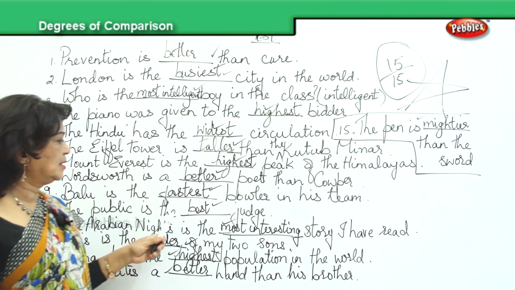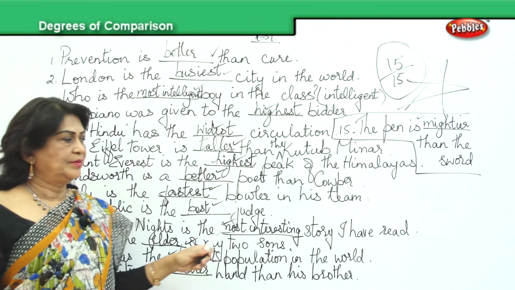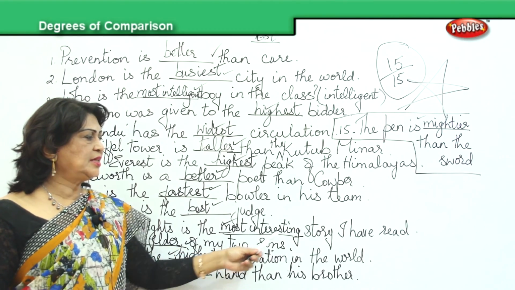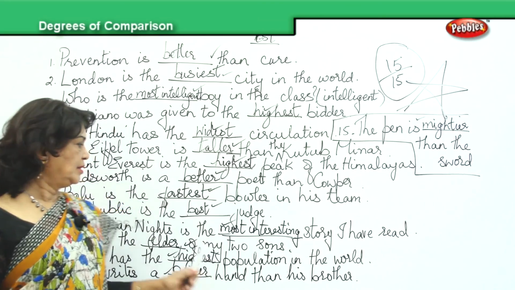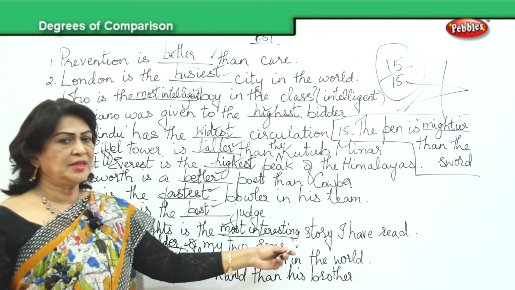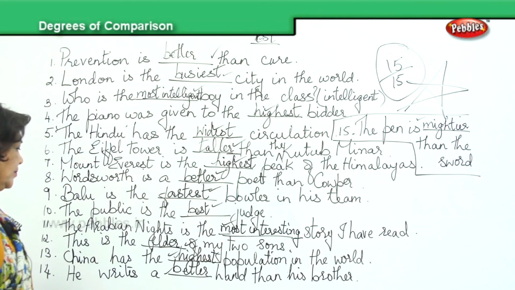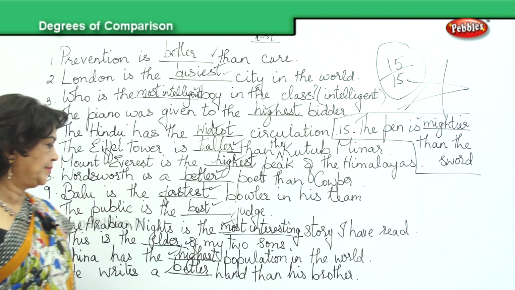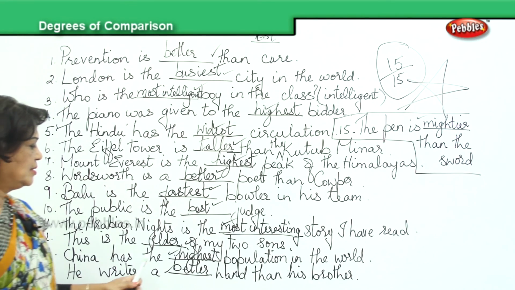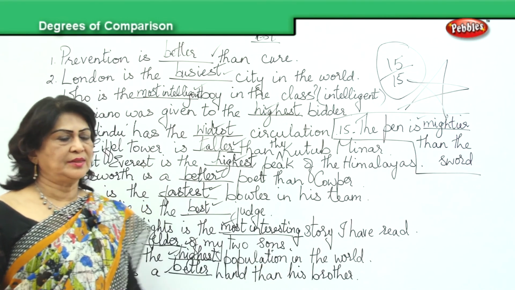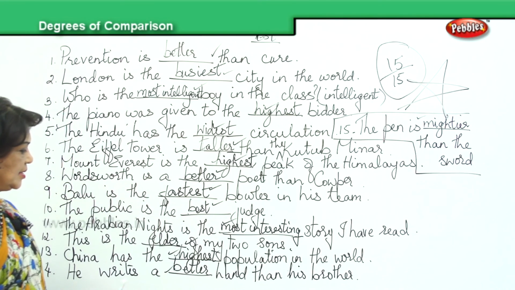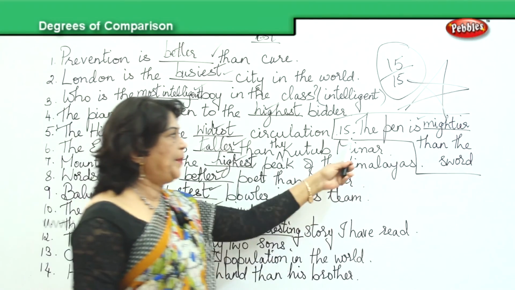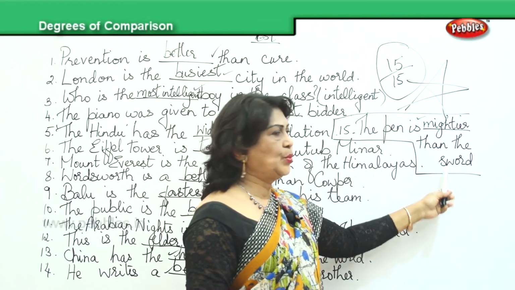Balu is the fastest bowler in his team. The public is the best judge. The Arabian Nights is the most interesting story I have read. This is the elder of my two sons. China has the highest population in the world. He writes a better hand than his brother. The pen is mightier than the sword.